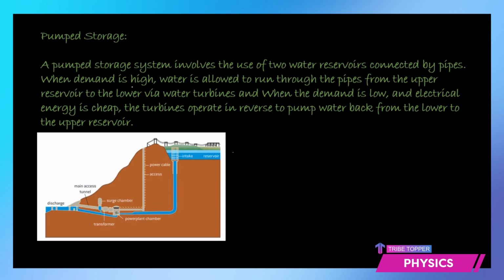When demand is high, the water is allowed to run through pipes from the upper reservoir to the lower reservoir via the water turbines, and that water is discharged and made to fall on the turbines and produce electricity by rotating them. But when the demand is low and electrical energy is cheap, the turbines operate in reverse and pump the water back from the lower reservoir to the upper reservoir. So this is pumped storage. You have stored energy in the form of potential energy again.